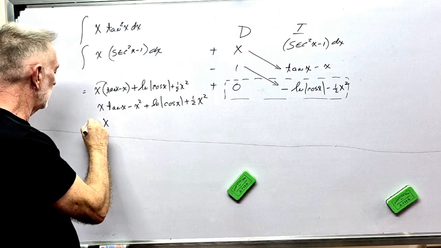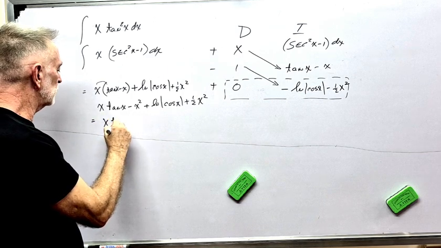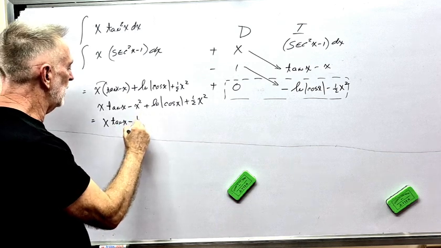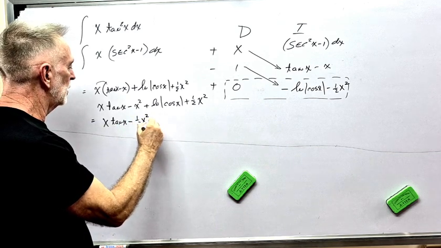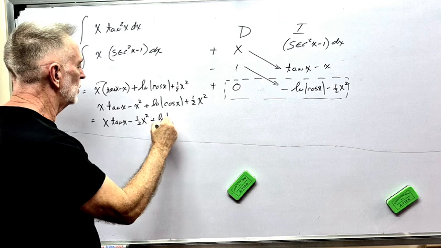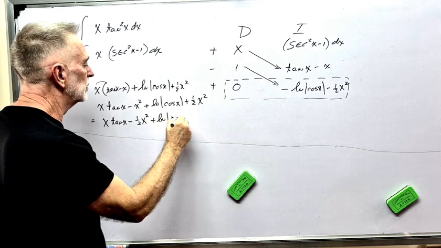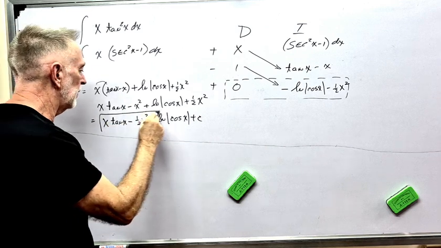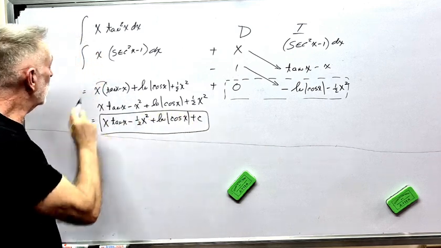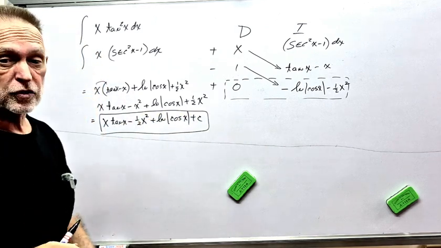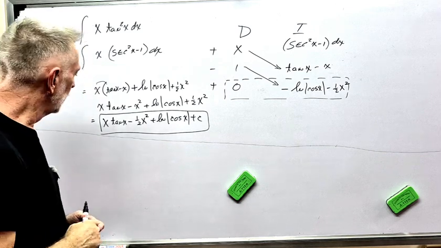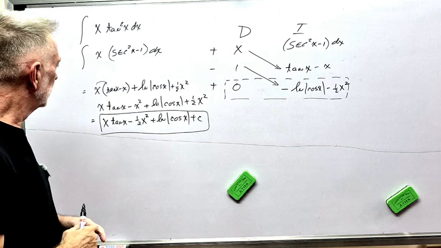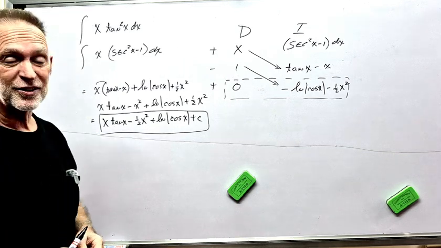So I have x tangent x minus 1/2 x squared plus natural log cosine x plus c. And that, my friend, would be the integral of x tangent squared x. And in the next video, we'll take the derivative of this to make certain that it's the correct answer.